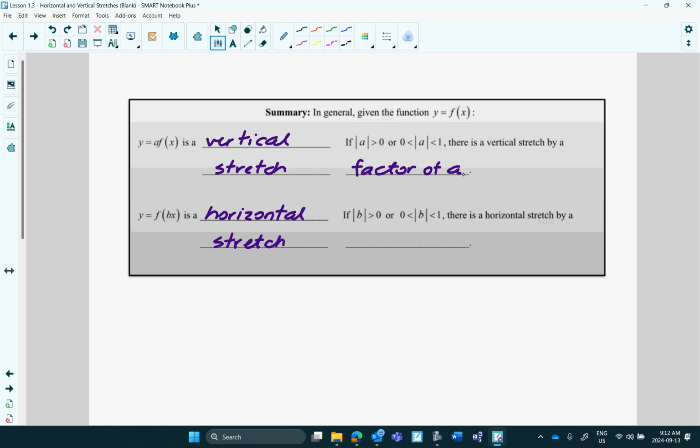And it should be absolute value of it, because negative means another transformation that we'll talk about next week. But if it's a horizontal stretch, that number that is in front of the x, being multiplied by the x that's inside the function, there's a horizontal stretch by, you got to take the reciprocal of b. So you got to flip b. Factor of 1 over, and b is going to be positive, so we put absolute value bars around it.